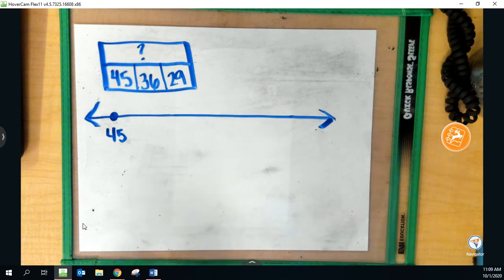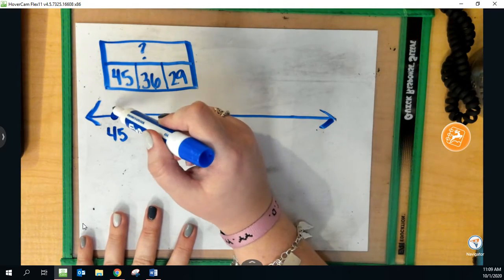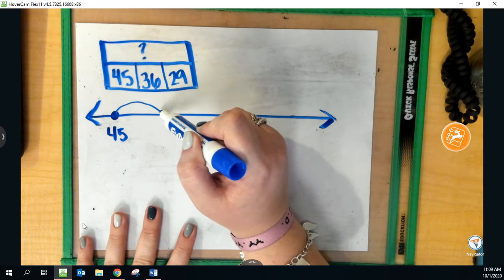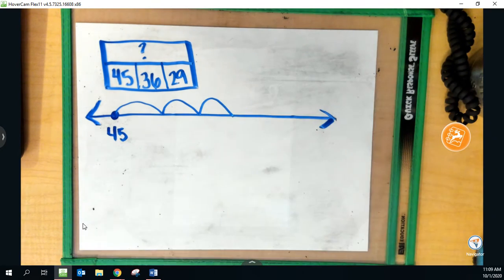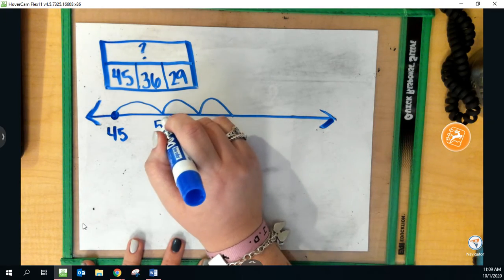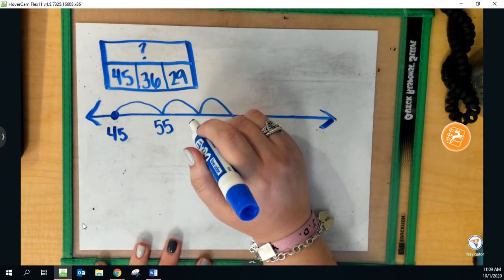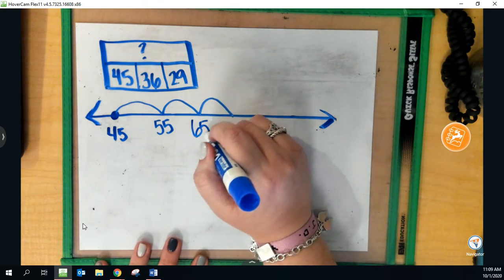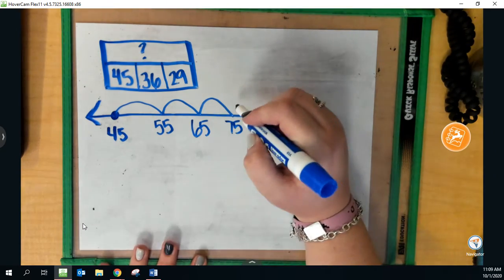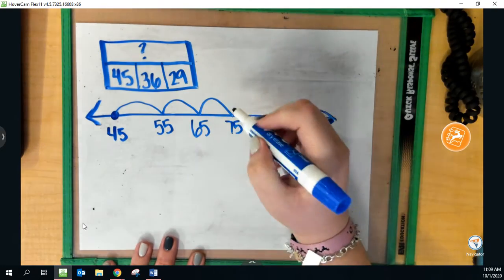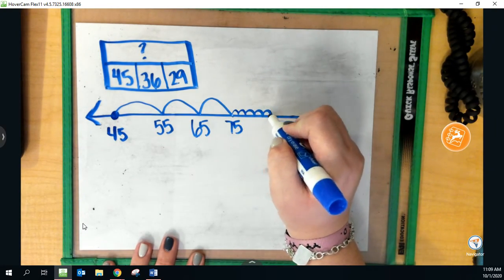Now, I want to add 36. So on a number line, I want you to think. 36 has how many tens? 3. So we're going to hop 1, 2, 3 times. And each hop is going to be 10. What's 45 and 10? We're going to count by 10 starting at 45. Draven? 55. And then, everyone, 65. And then 75. And then I'm going to add, so that was 30. And then I'm going to go 6 more. 1, 2, 3, 4, 5, 6.